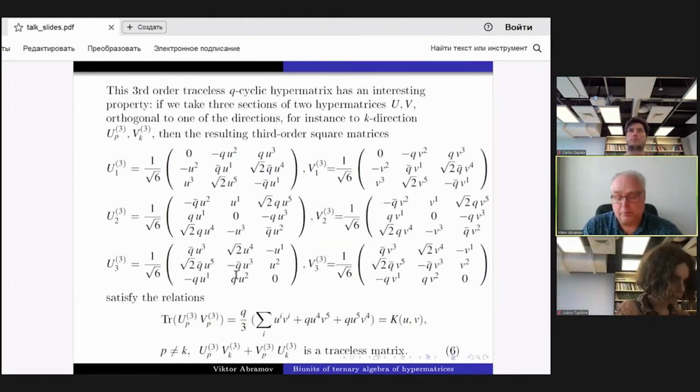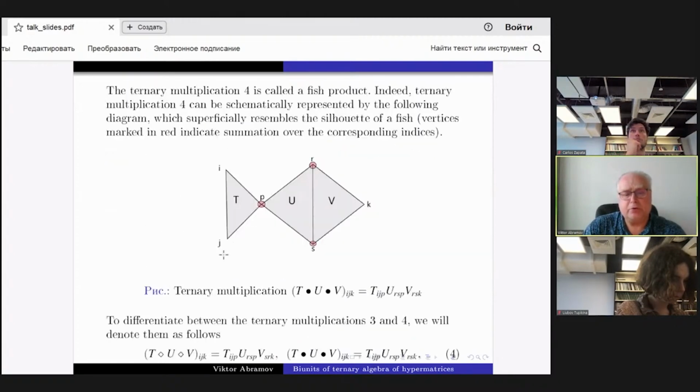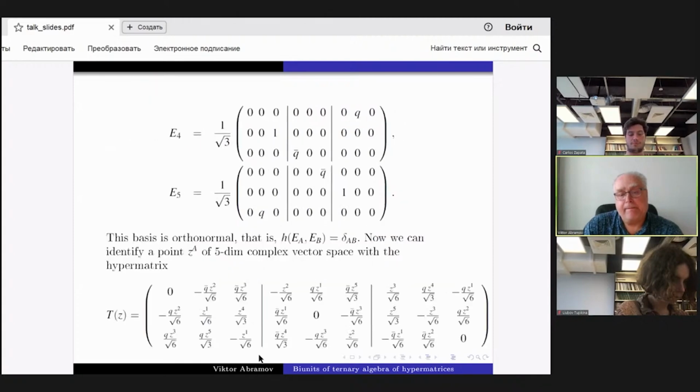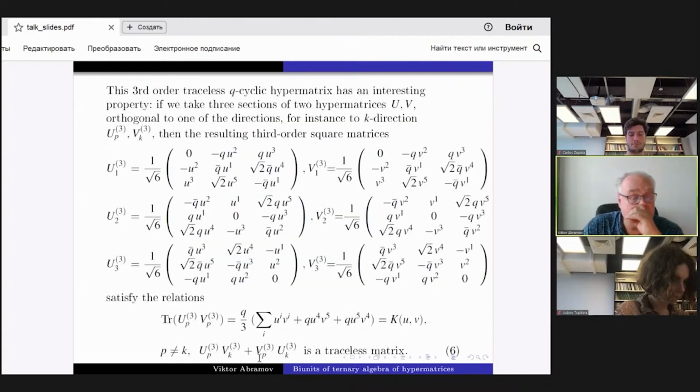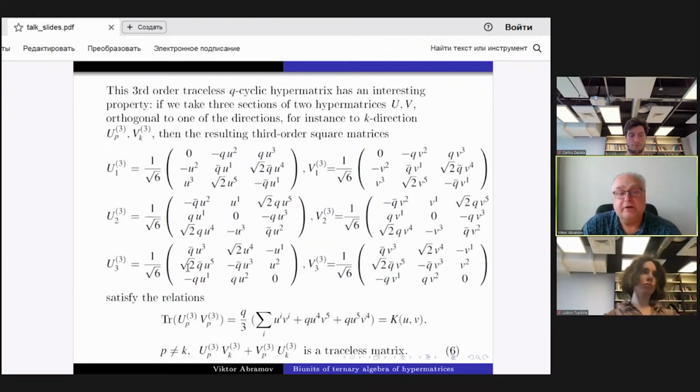So now, what about this ternary product? So I decided to find this ternary product, this one, not this product, but this one, in the case of q-cyclic traceless hypermatrices. And when I started calculations, I found that these kind of matrices have a nice property, which is written here.